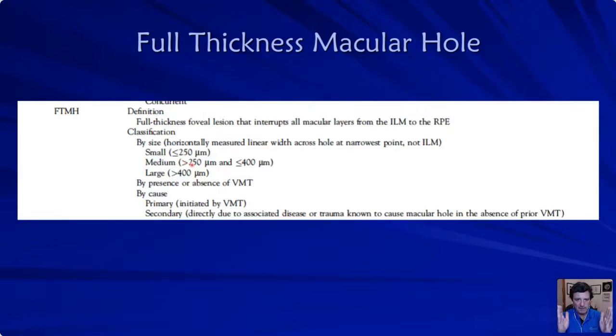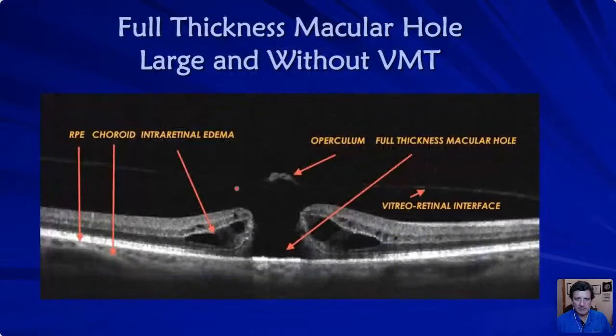Anything from 250 to 400 is a medium, and anything above 400 is a large hole. And then you start again with the presence or absence of the vitreomacular traction that's occurring with these patients. So, this is a full thickness macular hole, large, without VMT, right? So you can see the whole posterior vitreous is pulled away here. I can drop a caliper in here.